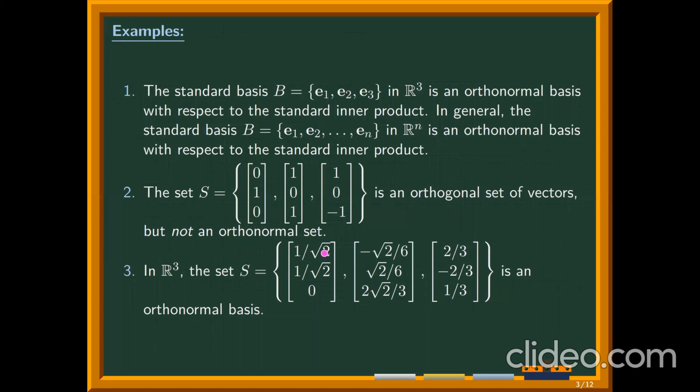The length of this vector is the square root of (1 over square root of 2) squared plus (1 over square root of 2) squared plus 0. That is the square root of 1 half plus 1 half, which is 1. And similarly, you can check that this vector and this vector have length 1 with respect to the standard inner product, or the dot product. So it's an orthonormal set in R3, and it's an orthonormal basis because you can check that these three vectors are also linearly independent and form a spanning set for R3.